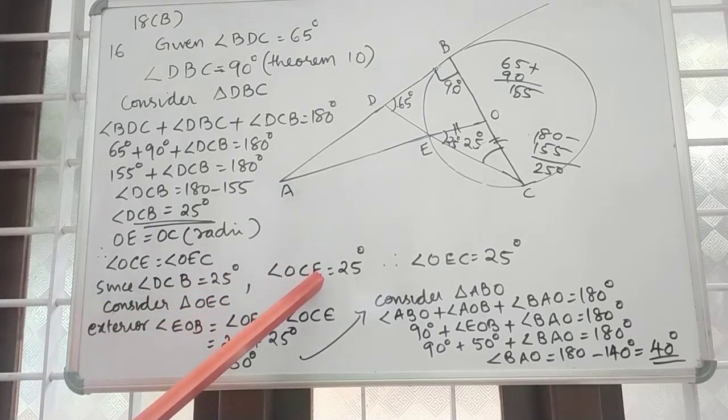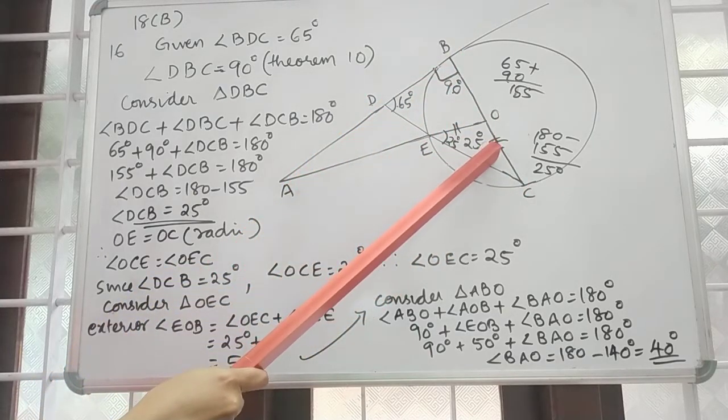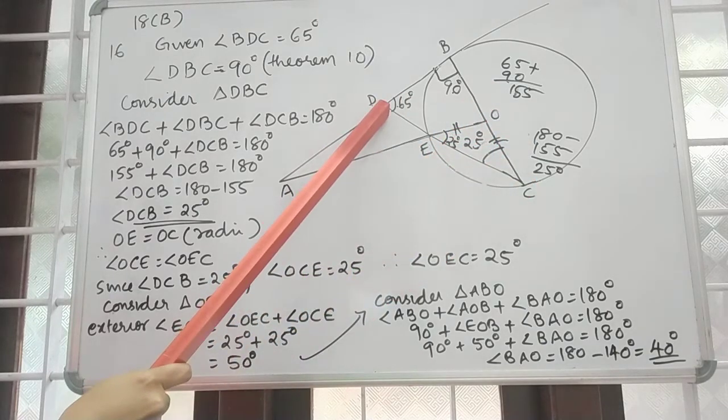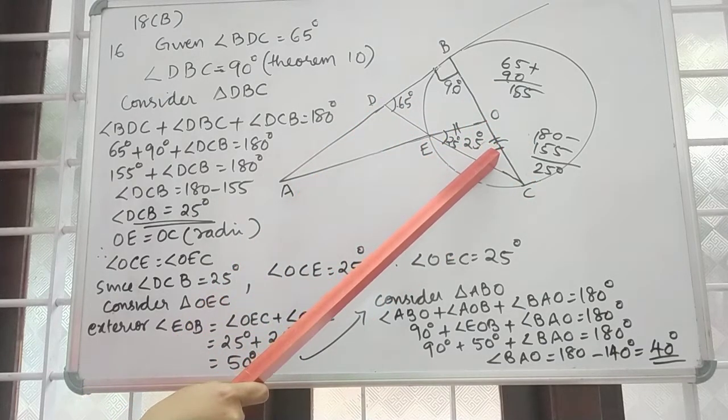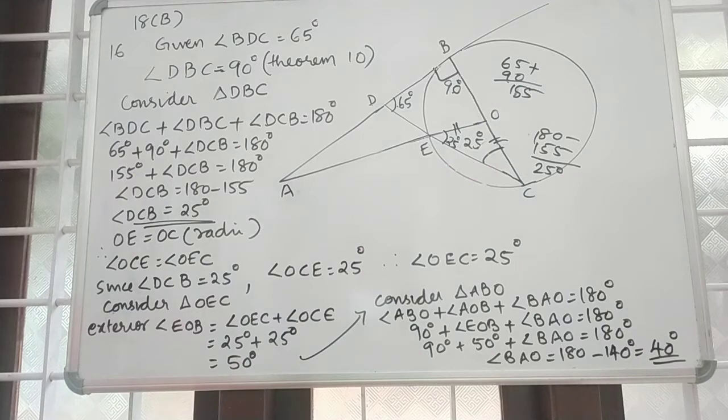So OCE is 25 degrees. DCB is 25 means DCB is same as OCB, that is 25 degrees. So OEC also will be 25. These two sides are equal, so the angles opposite to them will be equal. So those two angles we got as 25 degrees.